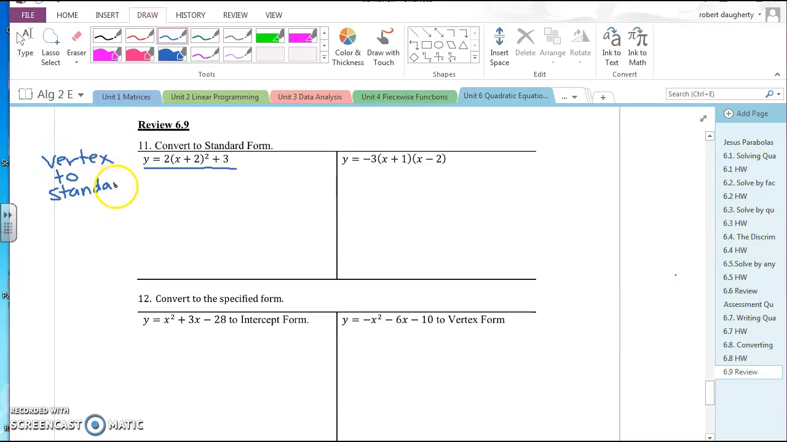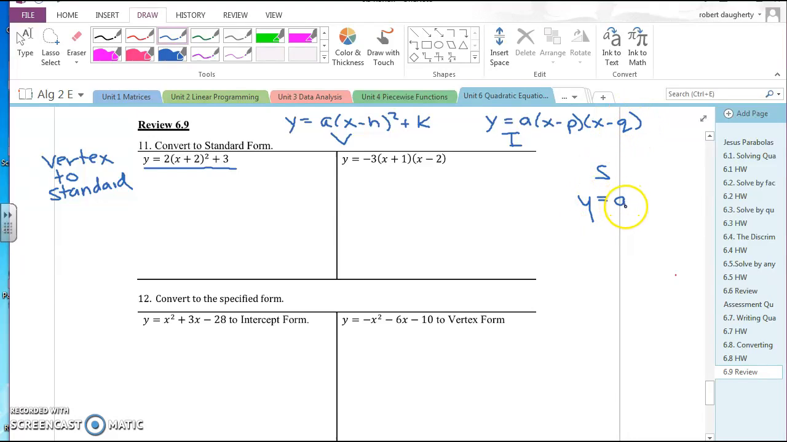So this is where you really have to know what each of these forms is. So vertex is y equal a, x minus h squared plus k. That's vertex form. Intercept form is y equal a, x minus p, x minus q, and then standard was y equal ax squared plus bx plus c.